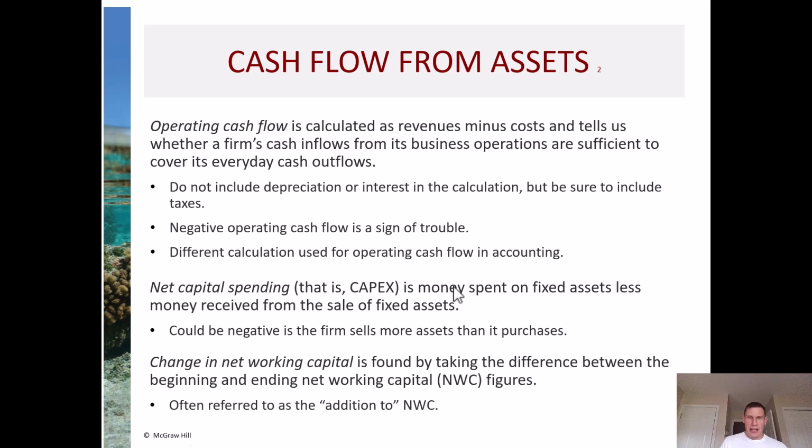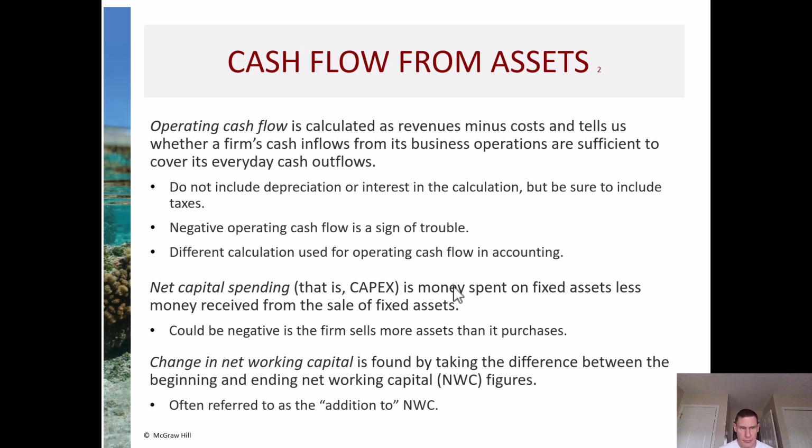Now, operating cash flow is calculated as revenues minus costs and tells us whether a firm's cash inflows from its business operations are sufficient to cover its everyday cash outflows. They do not include depreciation or interest in the calculation, but they will include taxes. Negative operating cash flow, of course, is a sign of trouble, and a different calculation is used for operating cash flow in accounting.